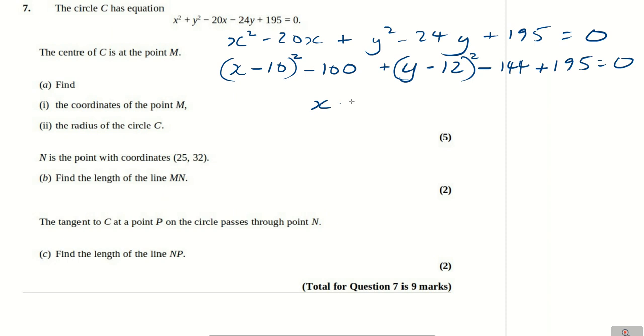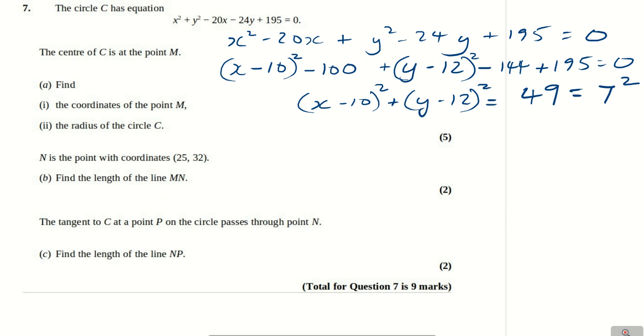So then we have x minus 10 squared plus y minus 12 squared is going to equal 100 plus 144 is 244 minus 195, which I think comes to 49, which is the same as 7 squared.